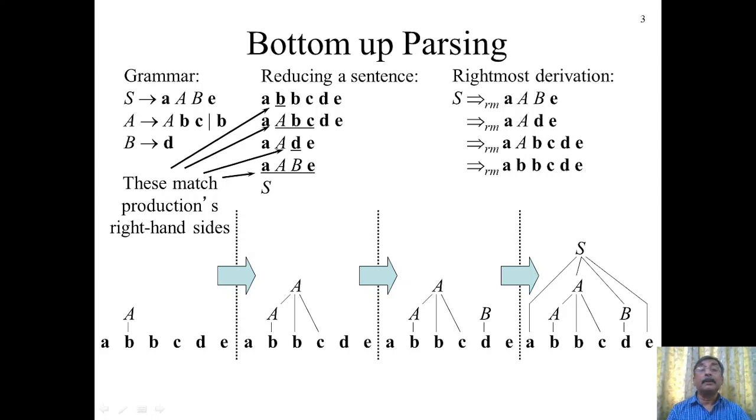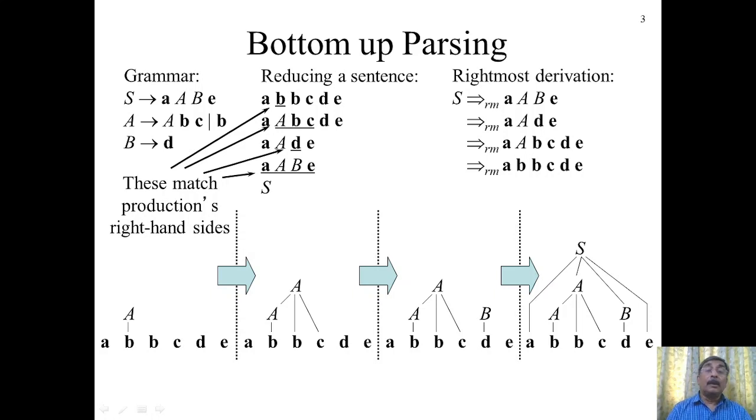The first replacement was this B used as the right hand side, and this capital A used as the left hand side, and I got this capital A as the parent of the child small b. Now what is the sentential form? I have to look at the top symbols: small a, capital A, small b, small c, small d, small e.